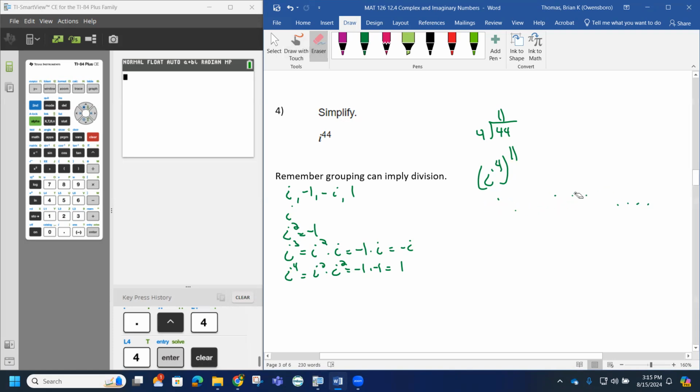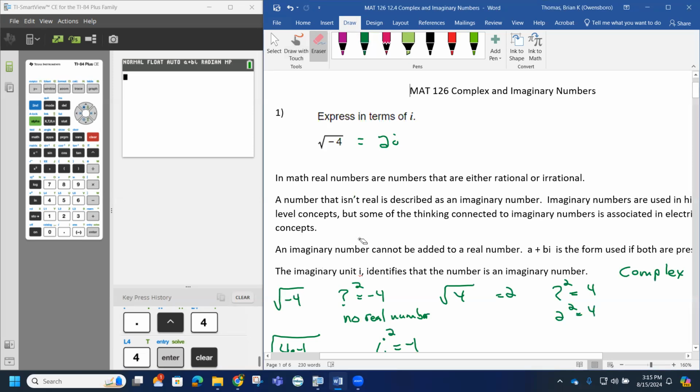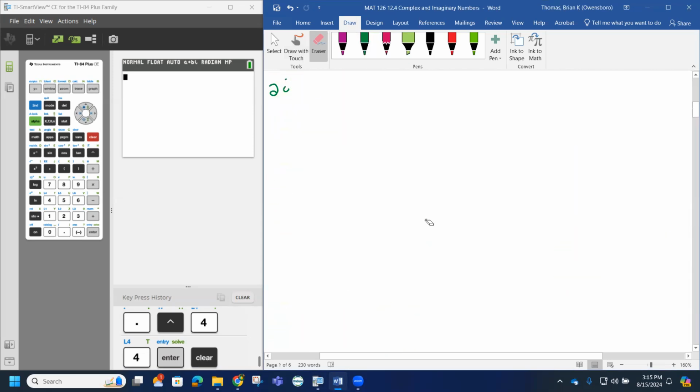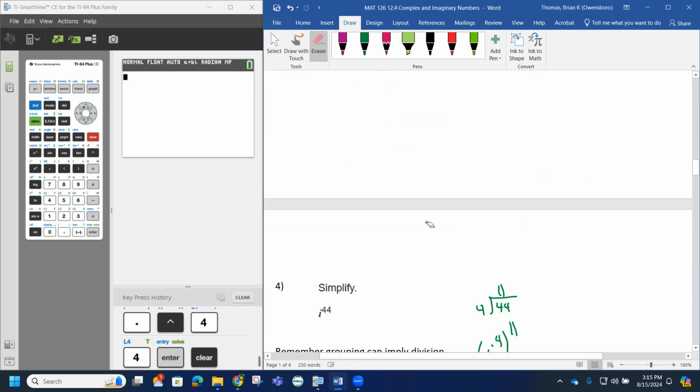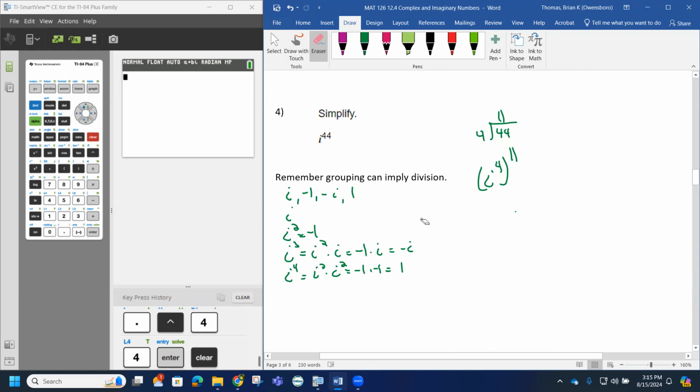So why write this as i to the 4th to the 11th power, though? What was the purpose of that i to the 4th? Well, notice i to the 4th by definition is equal to 1. So really that's 1 to the 11th power. Well, 1 times 1 times 1 times 1 is just really just 1. So the answer there is 1. So i to the 44th is just 1.